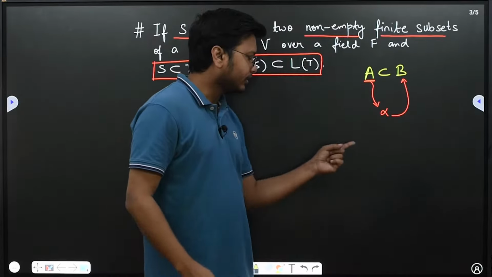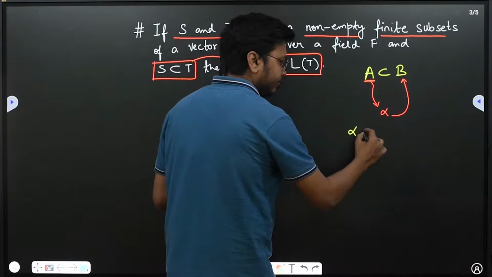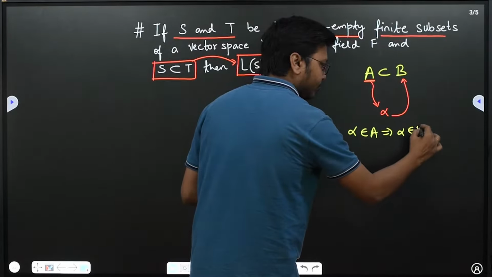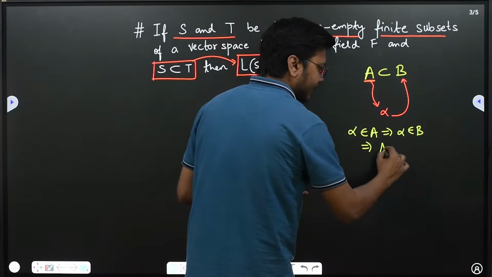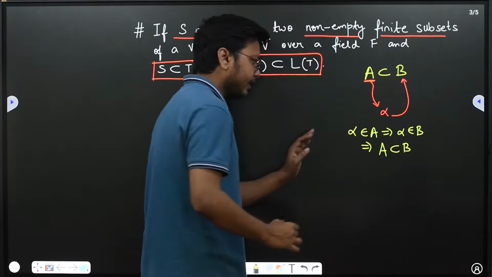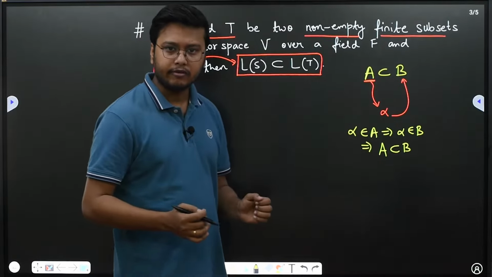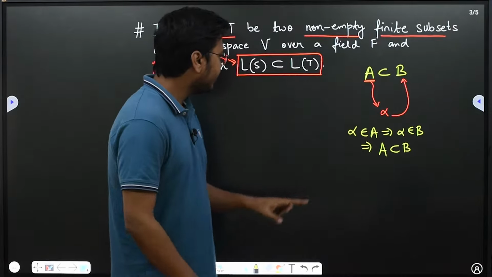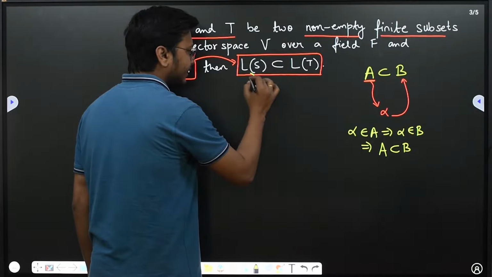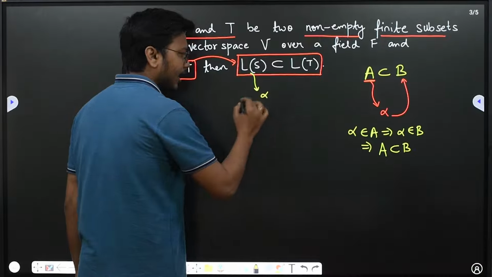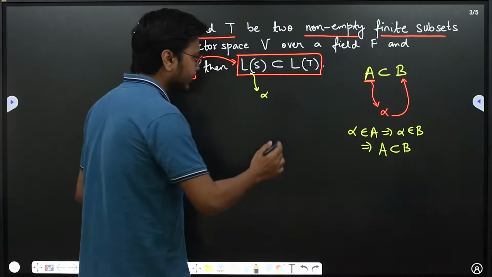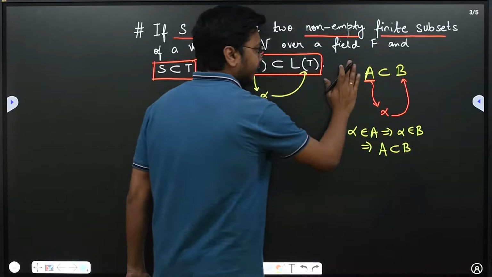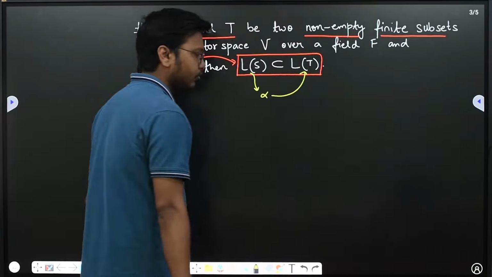If we are able to show this, that is, if alpha belongs to A implies alpha belongs to B, then we can say that A is a subset of B, if alpha was taken arbitrarily from the set. So the concept is, I'll take some random element alpha from the L of S set, and I will try to show that this alpha belongs to the L of T set. This is what we will be trying to do.